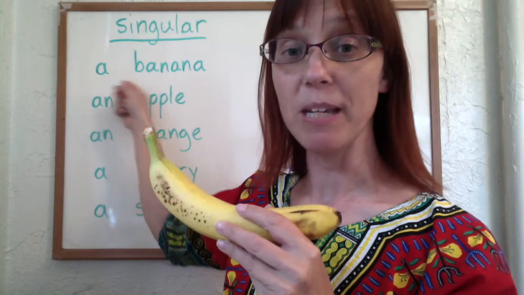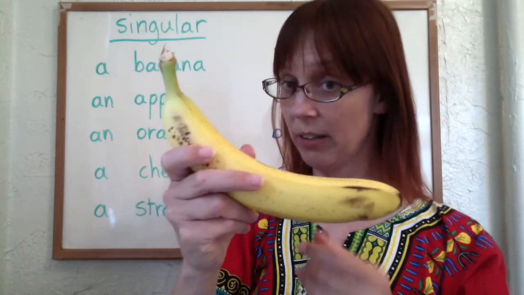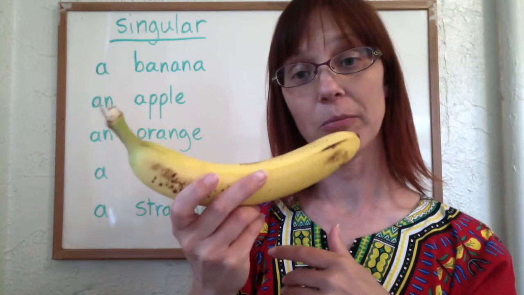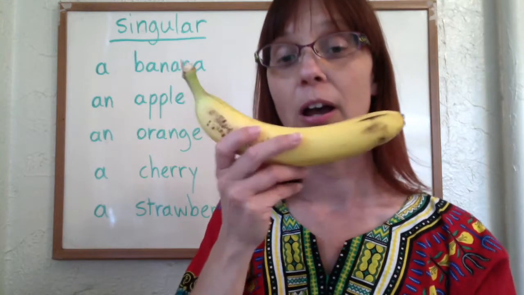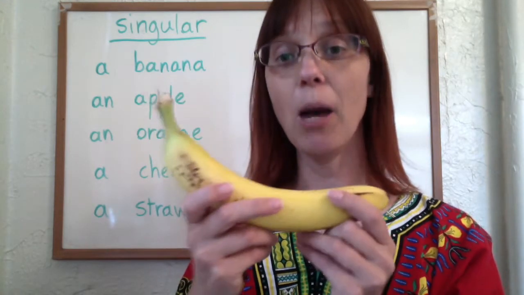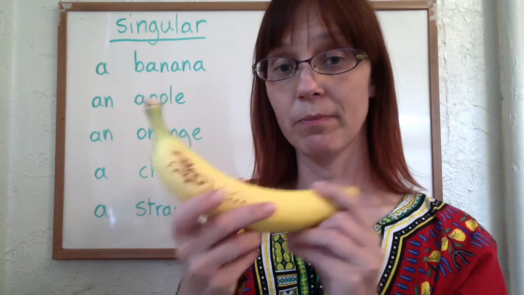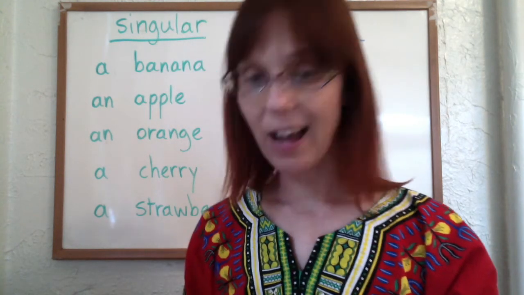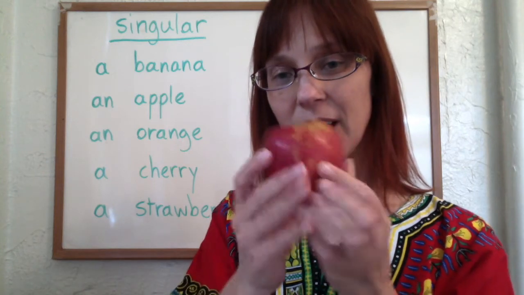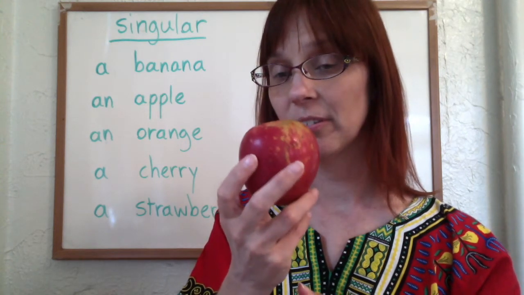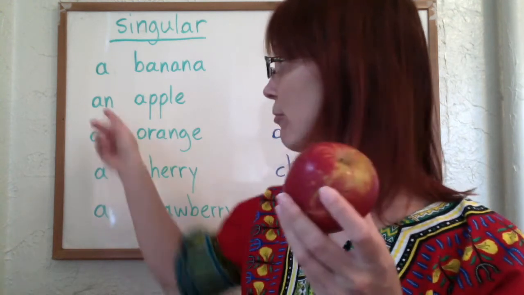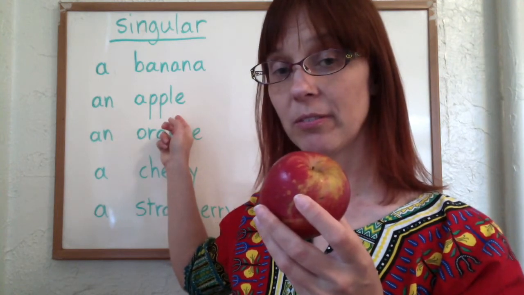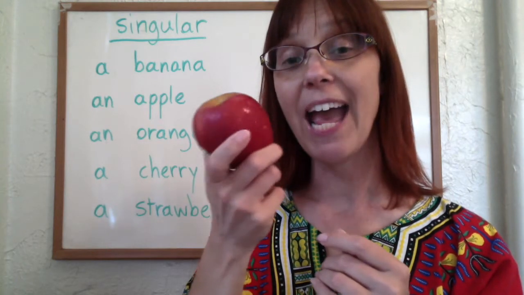So a means one. One banana. I have a banana. And that's singular. That means one. I have an apple. That's one apple.